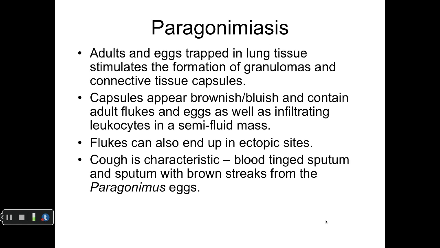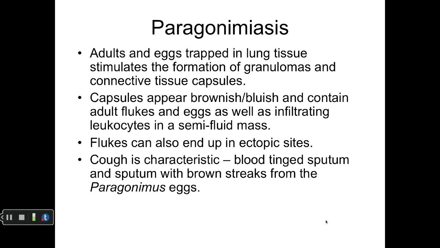Because the flukes have to migrate, remember when the metacercariae are swallowed, the larvae come out in the small intestine, they have to migrate, and they can end up in ectopic sites in addition to their normal site, which is the lung. And so if the larvae end up in other tissues and other organs, they can cause problems elsewhere.